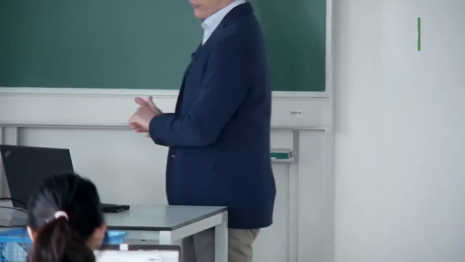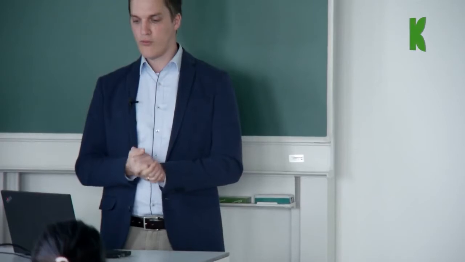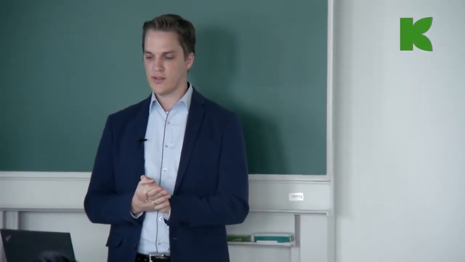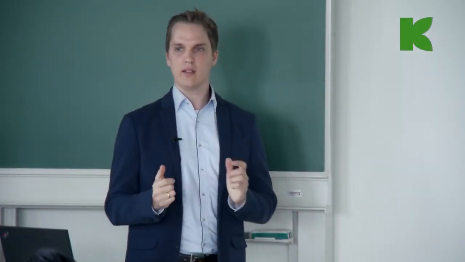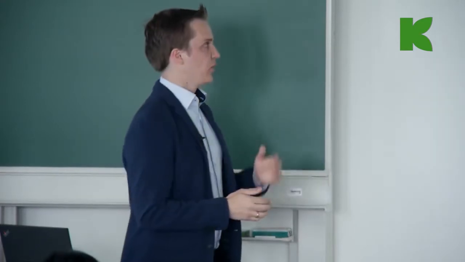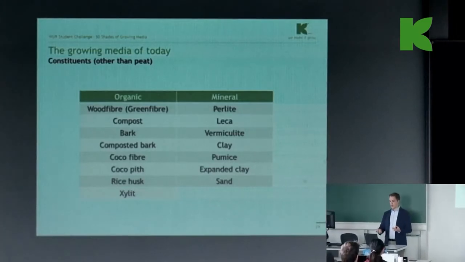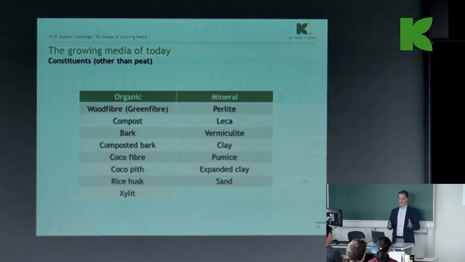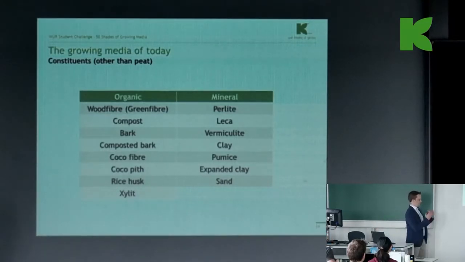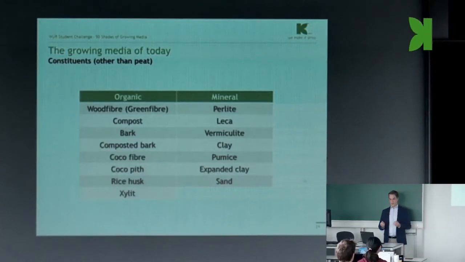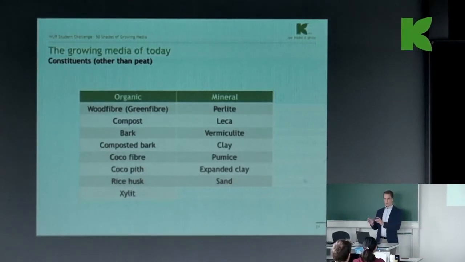Compost, I've mentioned bark, composted bark, cocoa fiber, cocoa peat, rice husk, xylite. These are organic constituents. Also mineral constituents are used, many of them just to increase air capacity in the substrate: perlite, mica, vermiculite, clay, pumice, expanded clay, sand. You might have heard of that already. So these are all materials which are suitable to replace certain quantities of peat.